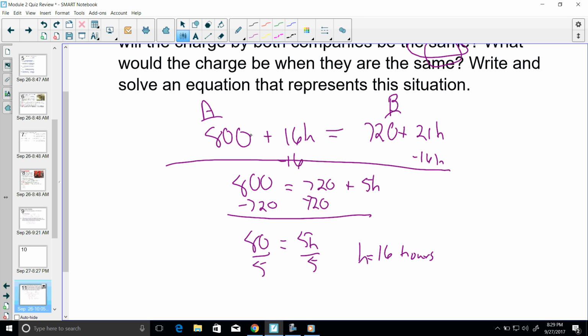Now, we want to know what that price will be. So all I got to do is plug this value in for H. And if I plug in that value, it doesn't matter. It'll be the same for each. So I can plug it into this H or that H. If I want to know what the actual cost will be at that amount of hours, it's 720 plus 21 times that 16. And let me just do that real quick.